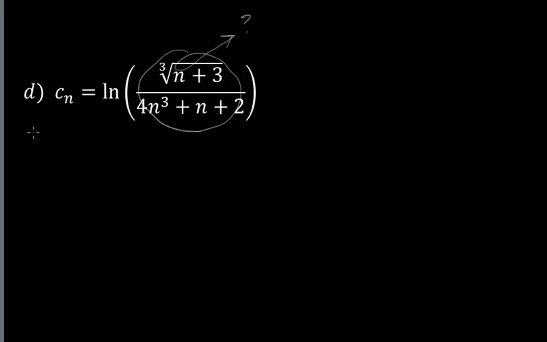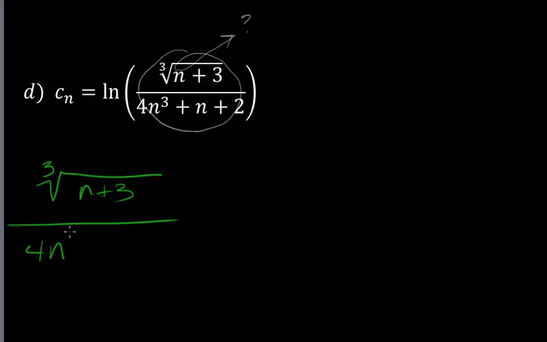So we're starting D over again. Again, I want to look at the argument here. And let me write it, the cube root of n plus 3 over 4n cubed plus n plus 2. Okay, you could ignore the 3, and this is n to the 1/3, and this down here is n cubed, so we know that n cubed is the most powerful. So I'm going to divide by that.